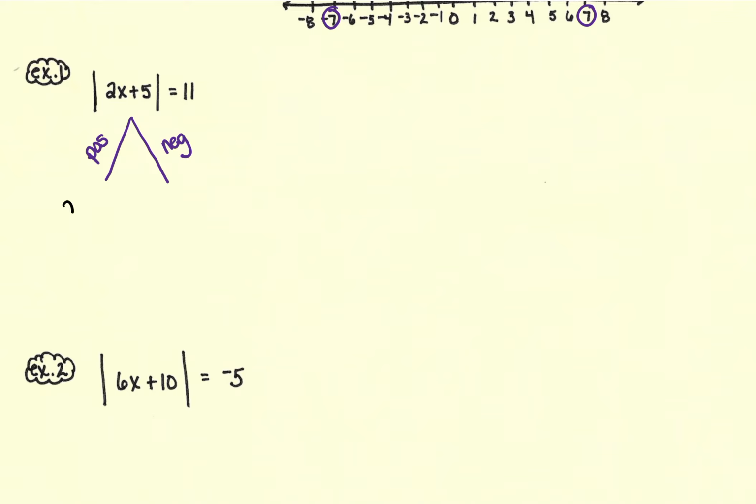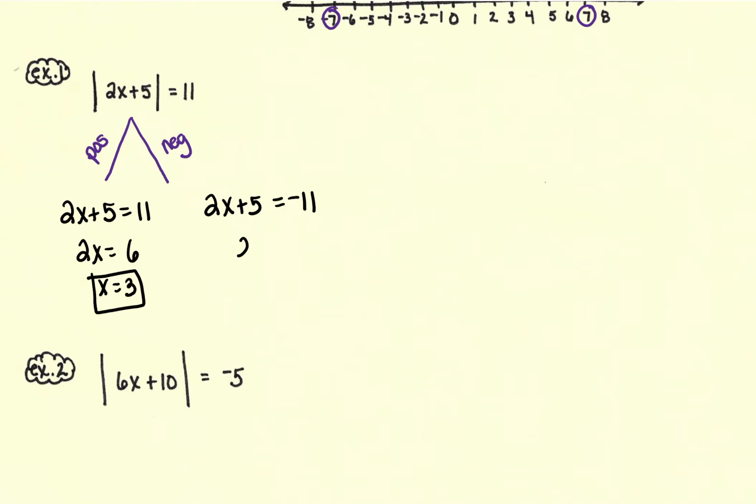So I will say 2x plus 5 is equal to 11, and 2x plus 5 could be -11. Notice that these values stay the same. It's what's over here that becomes the positive and the negative. Then you just solve the equations like normal. Subtract 5 over, divide by 2, and x is equal to 3.